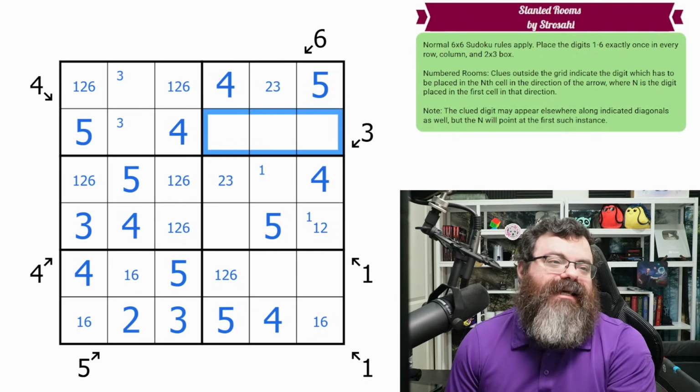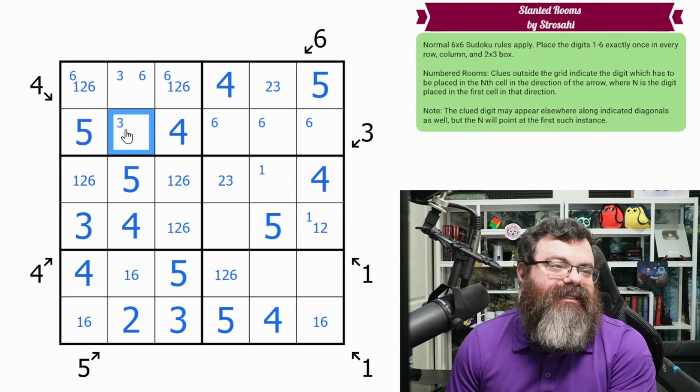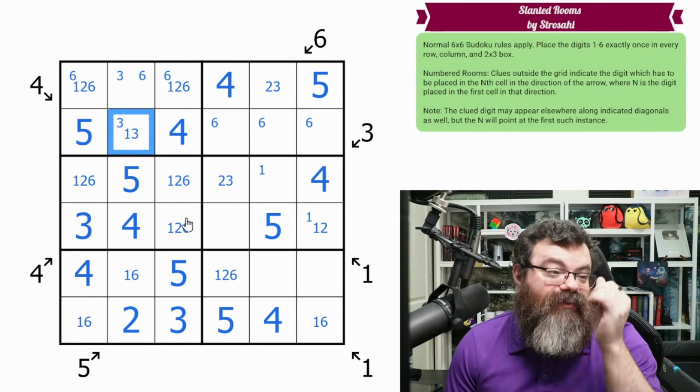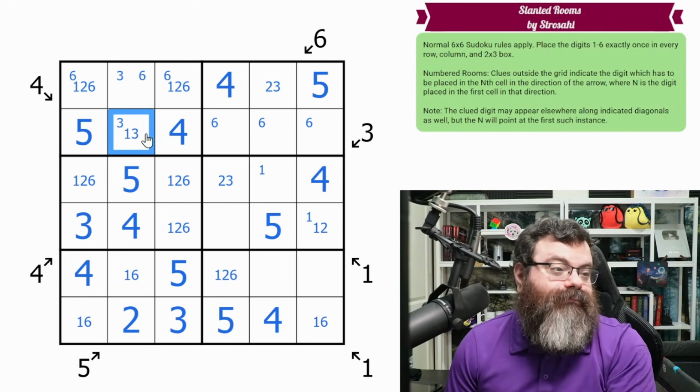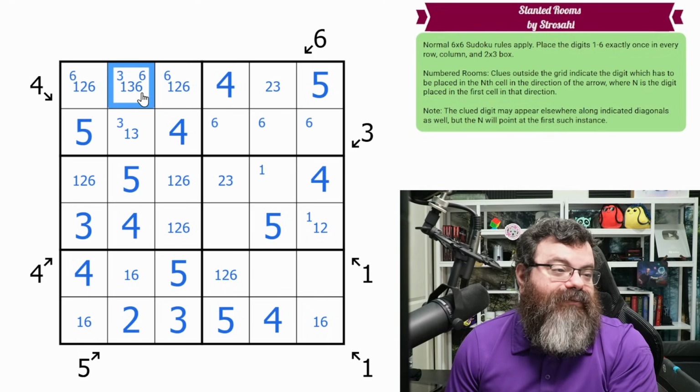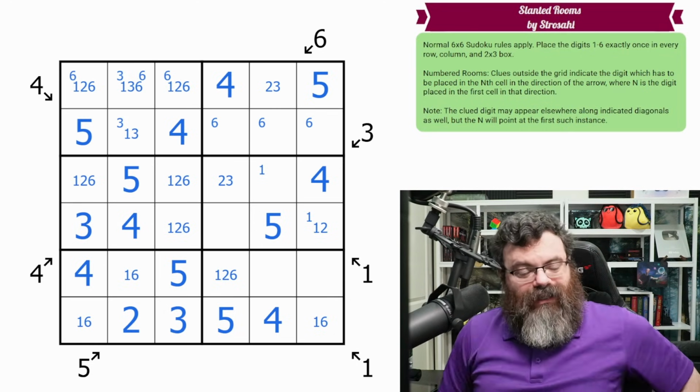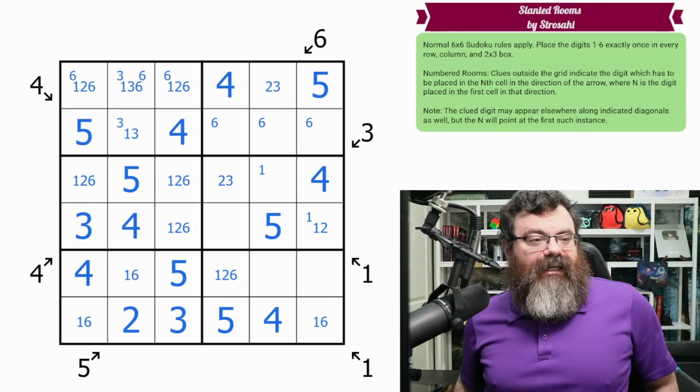So we know 6 is down here, which means 6 is up here. So this is not a 6. This is 1, 2. This is 1, 3 only. 1, 3, 6 for the column. Am I missing something about this?